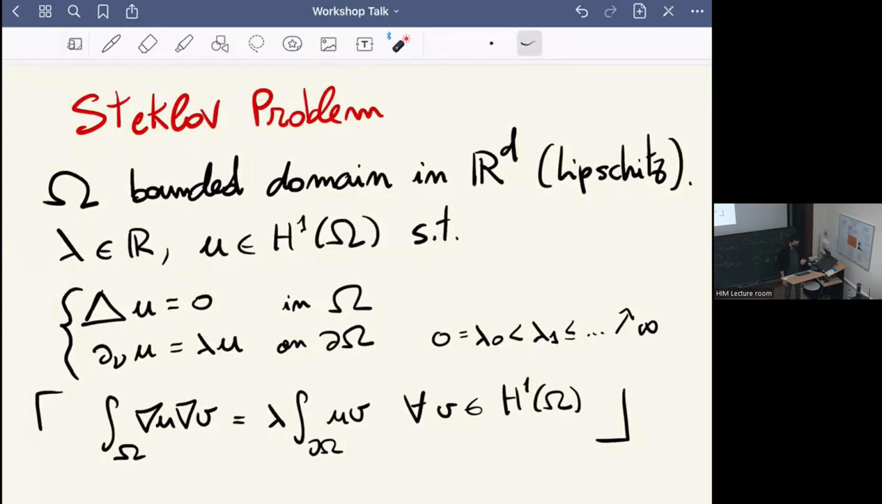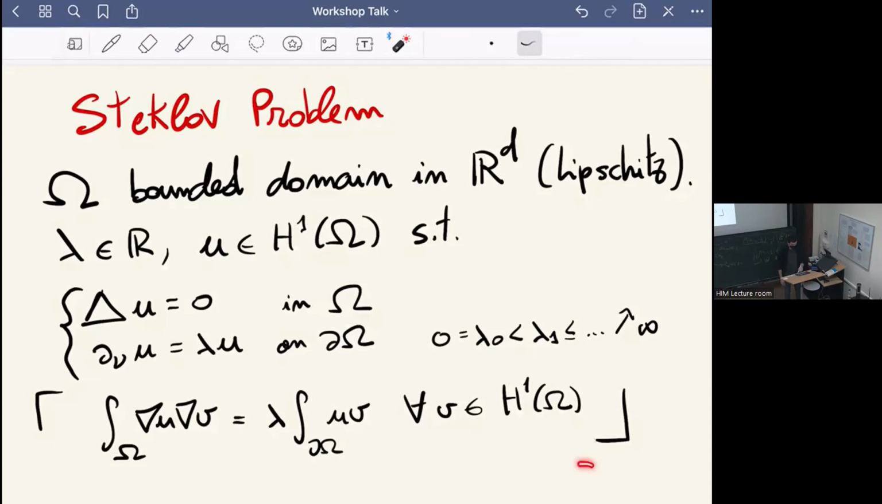It's not the most well-known spectral problem, but it's a spectral problem that is known. In particular, the spectrum is known. The first eigenvalue, which I'll call lambda 0, is 0, and the eigenfunctions are just constants, nothing to see there. And then there's a sequence of eigenvalues which accumulates to infinity. So it's a discrete spectrum.